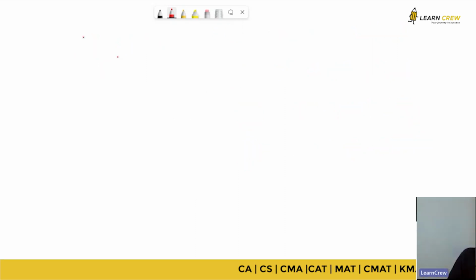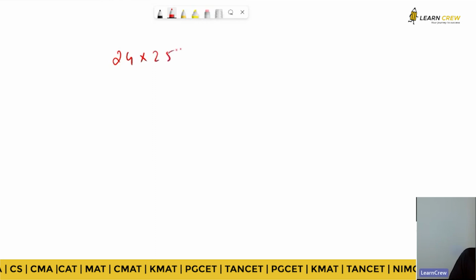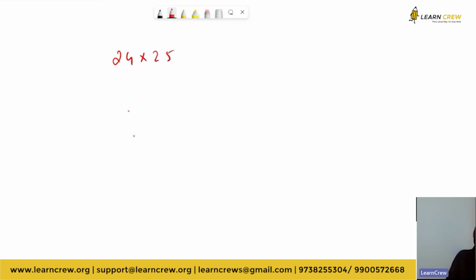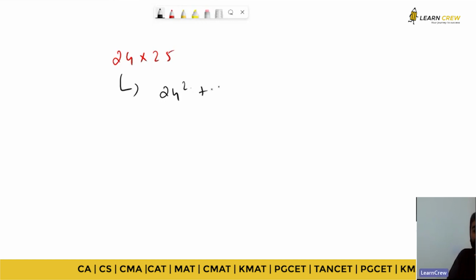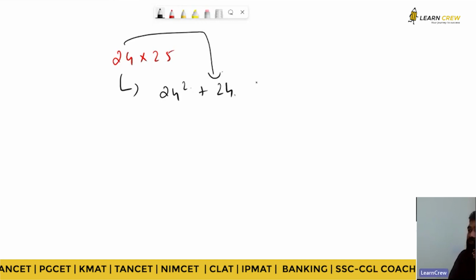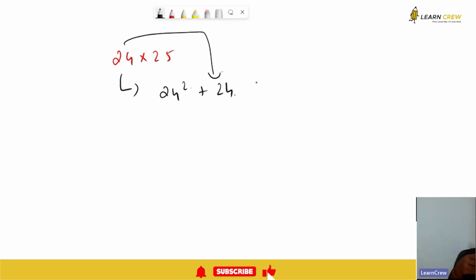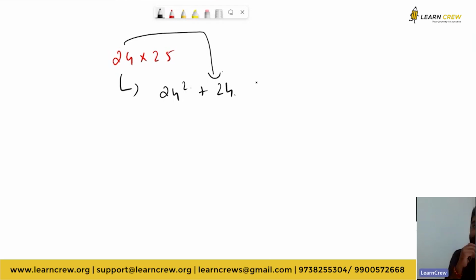That's all. Consecutive numbers. 24 into 25. Whenever you get consecutive numbers, like 24, 25, 34, 35, 45, 46, anything, just do the square of the first number. Okay, 24 square plus 24. You can do anything. 25 square minus 25, you can do, or this you can do on 600.